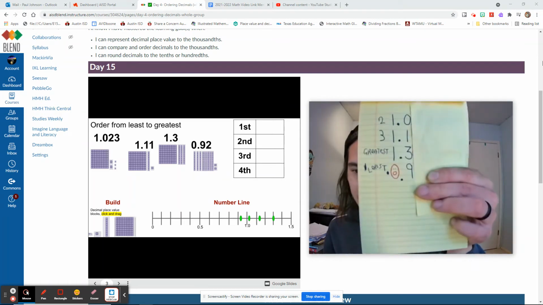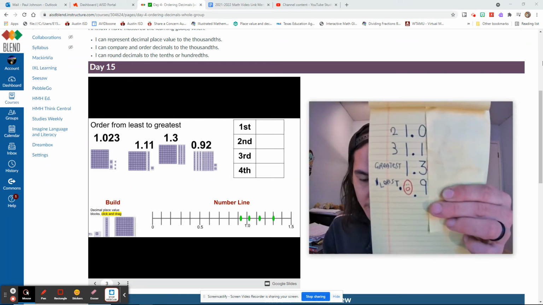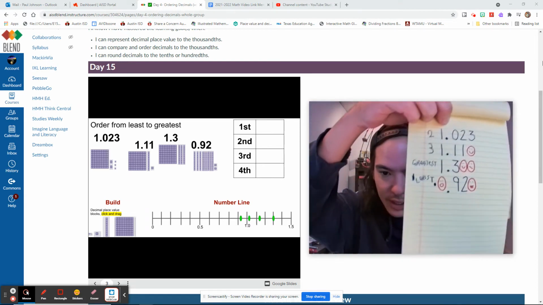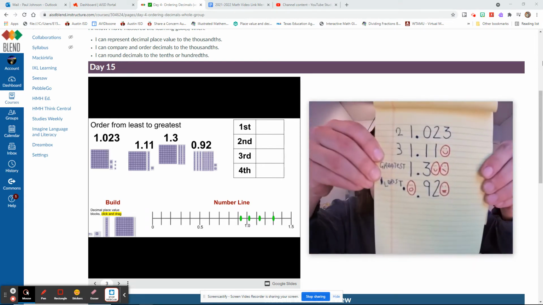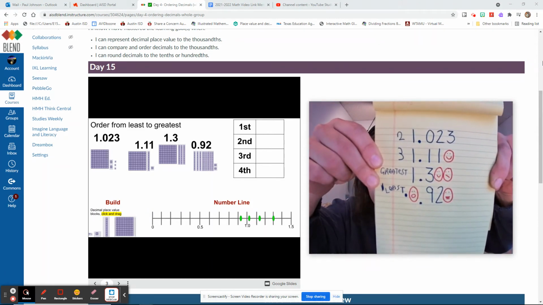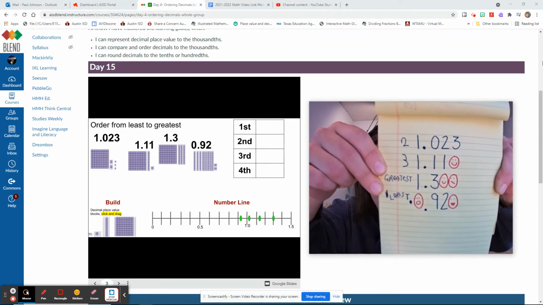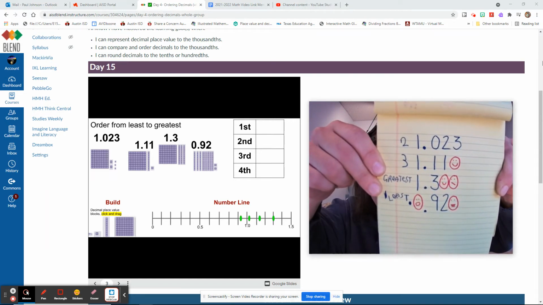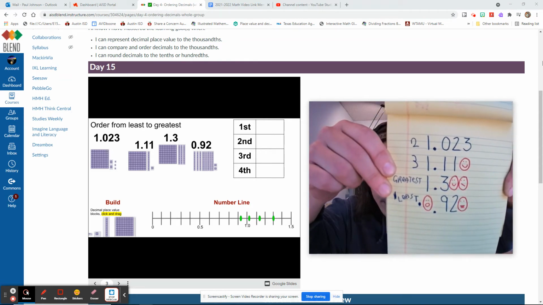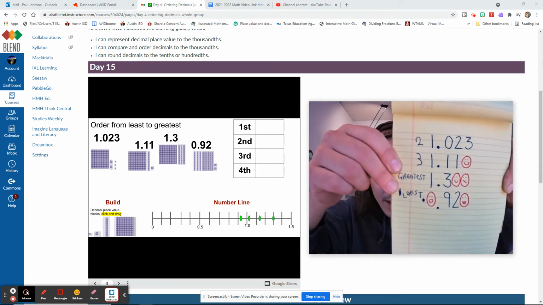At this point, I've only looked at 2 place values, but I can already tell you which numbers are the least or the greatest. So now, if I uncover it, my information is still true. My smallest number is 92 hundredths. My second smallest number is 1 and 23 thousandths. My third smallest number is 1 and 11 hundredths. And my greatest number is 1 and 3 tenths.